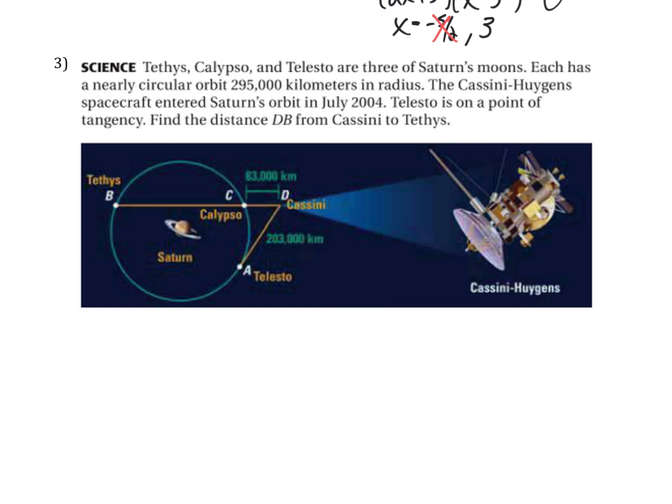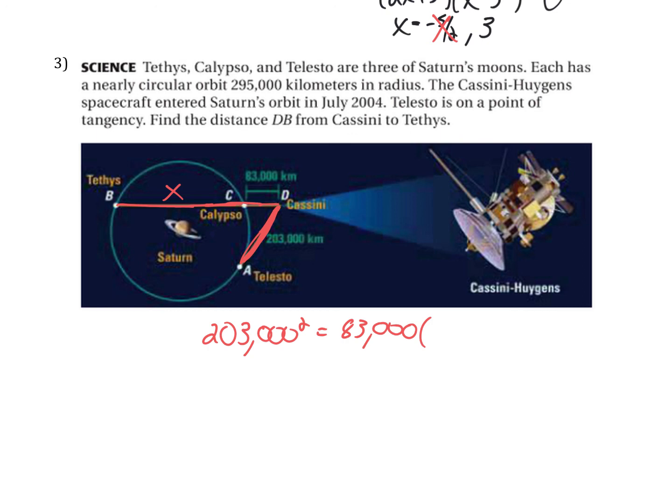All right, so here's what I have. I have a tangent line with a length of 203,000, and I have a secant line with a length of x, I don't know what it is, and an outside portion of 83,000. So if you remember our rule for secants and tangents, it's going to be my tangent squared, 203,000 squared, equals the outside portion of my secant, 83,000, times the length of the entire secant.